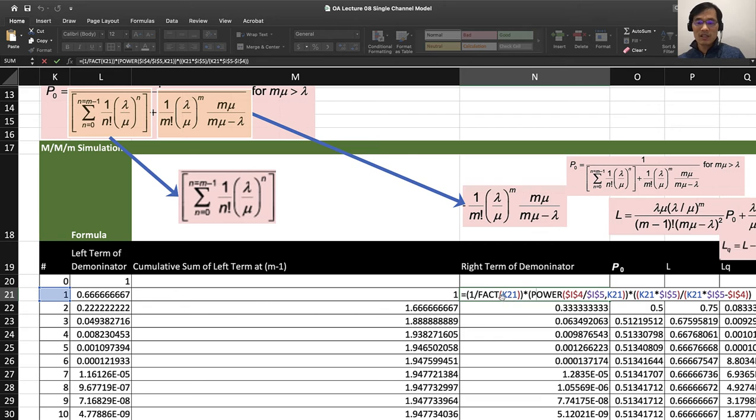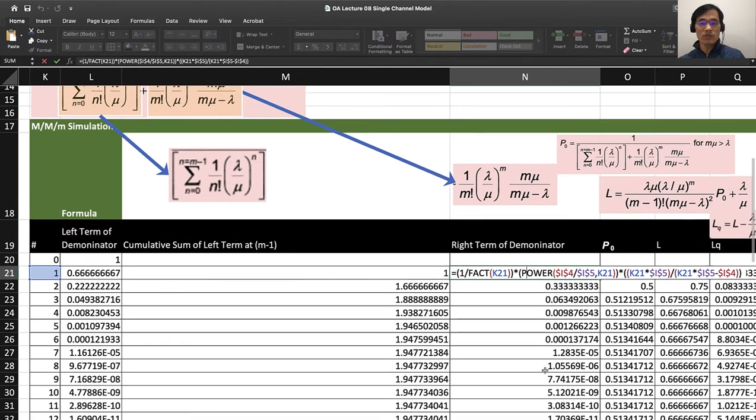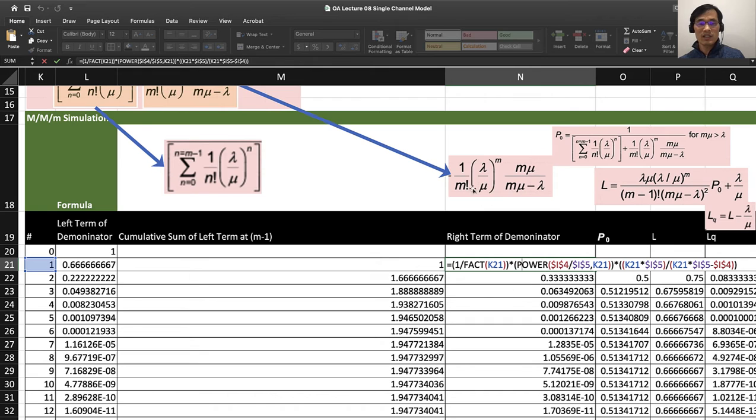And remember that I'm using this formula only, but later I will have to use these 0.33 values. But to just simulate all the values for this denominator, that's why I'm using K21. And power to the power of I4 is lambda, I5 is mu, and I fixed the cell. I used the absolute reference there. And to the power of m is right here 1, so that's K21.